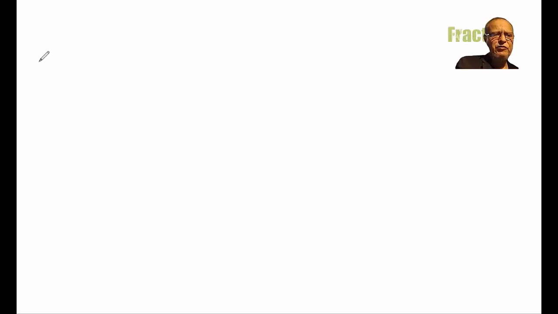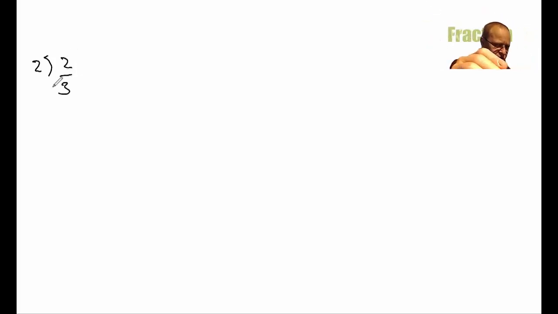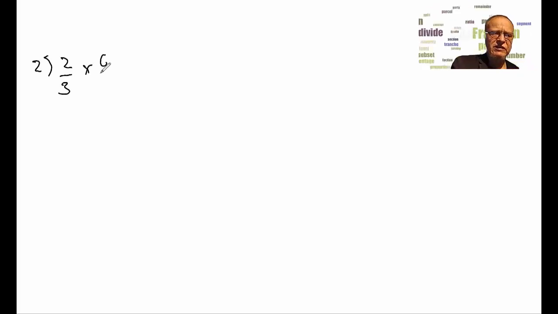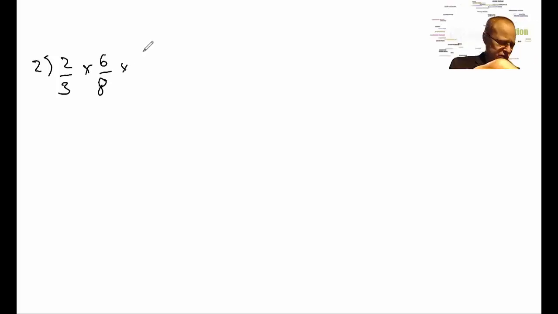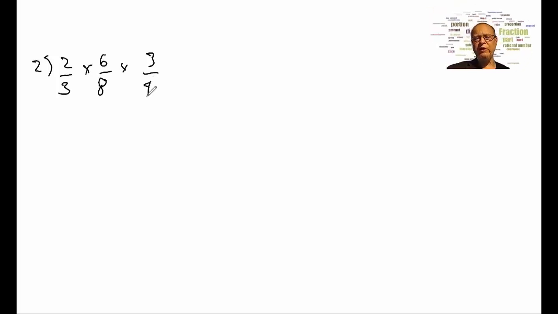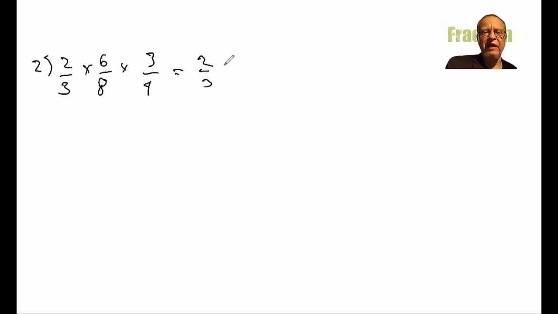In example number 2, we have to multiply actually 3 fractions. So we have 2/3 times 6 over 8 times 3 over 4. And what I am going to do here is I'm going to factor out each of these numerators and denominators. And what this means is I'm going to put it in terms of, so I'm going to have 2 over 3. So I can't make that any more basic than that.